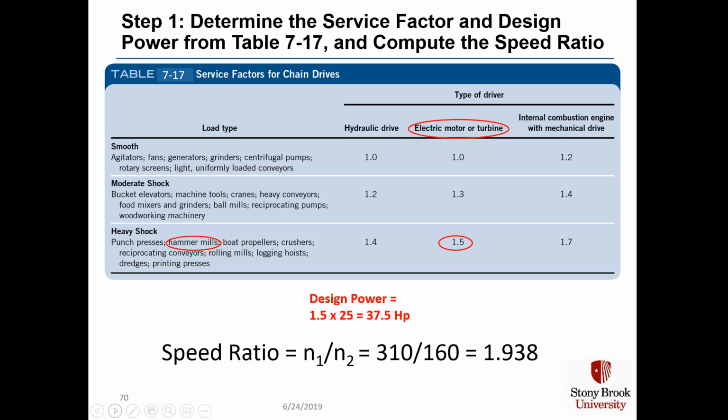First, we determine the service factor and design power from table 7-17. And that service factor is 1.5 because we're using an electric motor and it's for a hammer mill. You just intersect the column for the electric motor with the heavy shock row that says hammer mill and read across. The design power then is 1.5 times 25, which is 37.5 horsepower. Our speed ratio is 1.938.